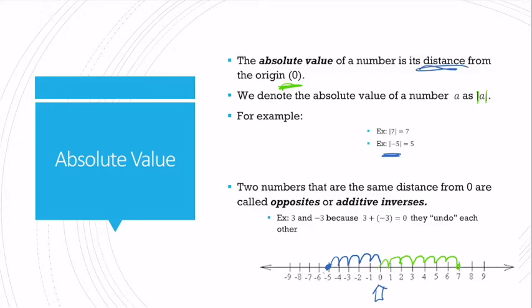Distance is always positive. Two numbers that are the same distance from 0 are additive inverses, sometimes called opposites. And that makes sense because if I add them together, I get back to 0. They undo each other. I go 3 steps to the right and then 3 steps to the left and I'm home. They undo each other.